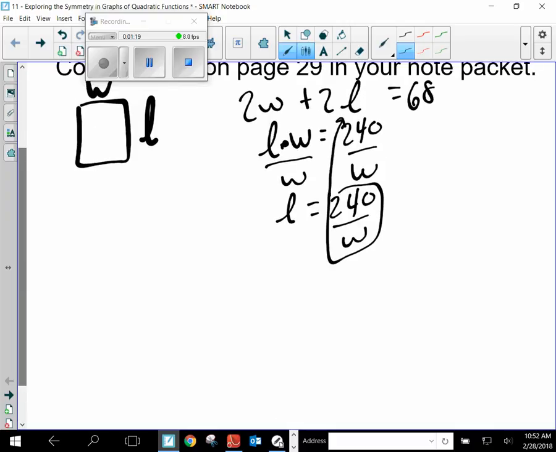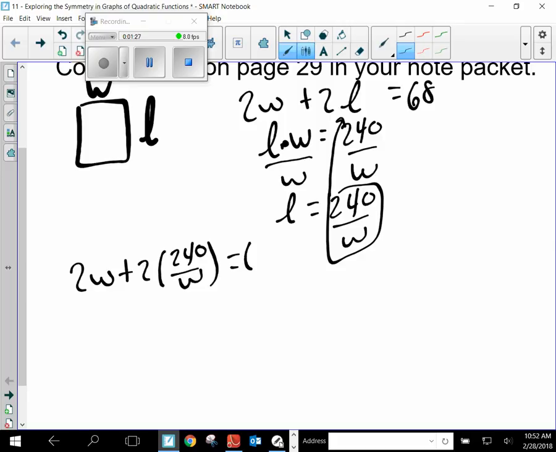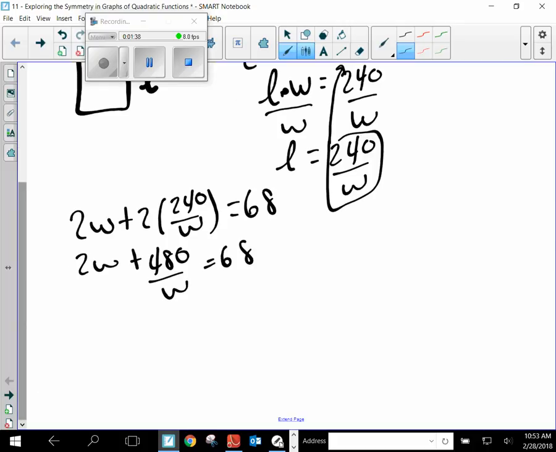I have 2W plus 2 times 240 divided by W equals 68. I'm going to multiply the 2, so 2W plus 480 divided by W equals 68. And at this point, you might be thinking, well, I've never seen a W in the denominator. I don't know what to do. So think for a second. You can pause it if you want, but the easiest thing to do is to multiply both sides by W.